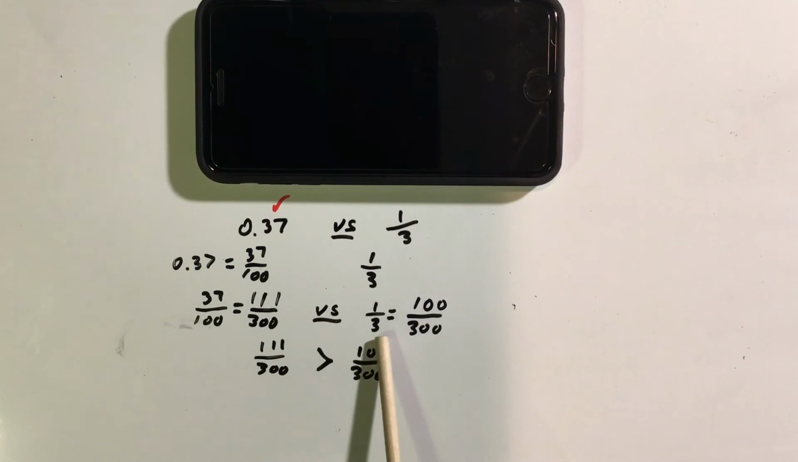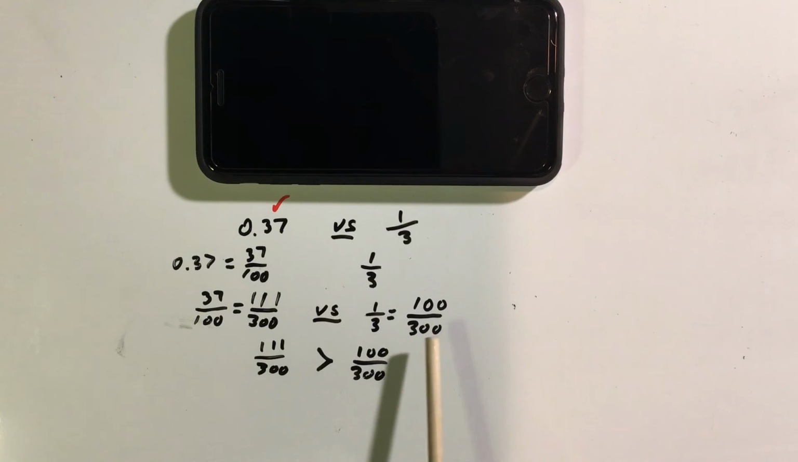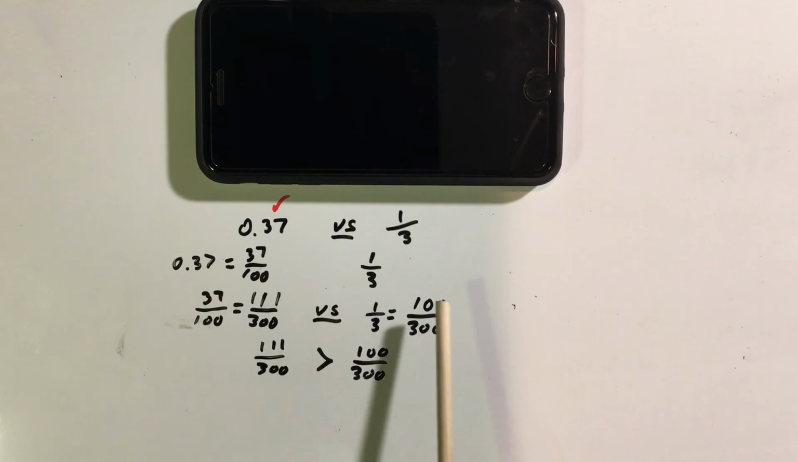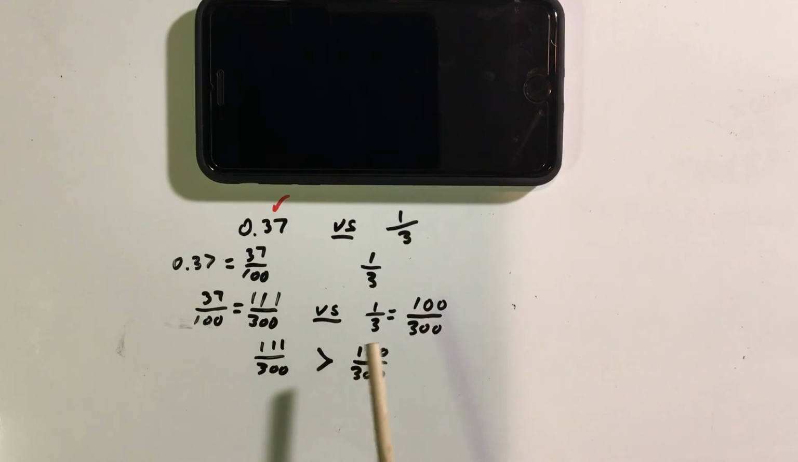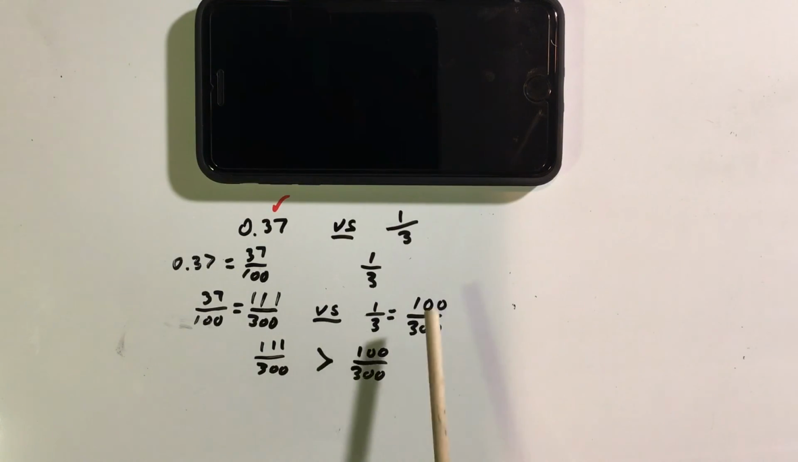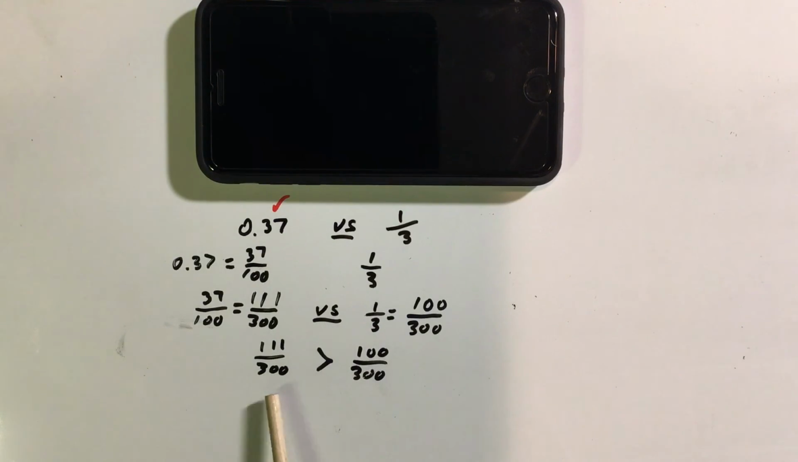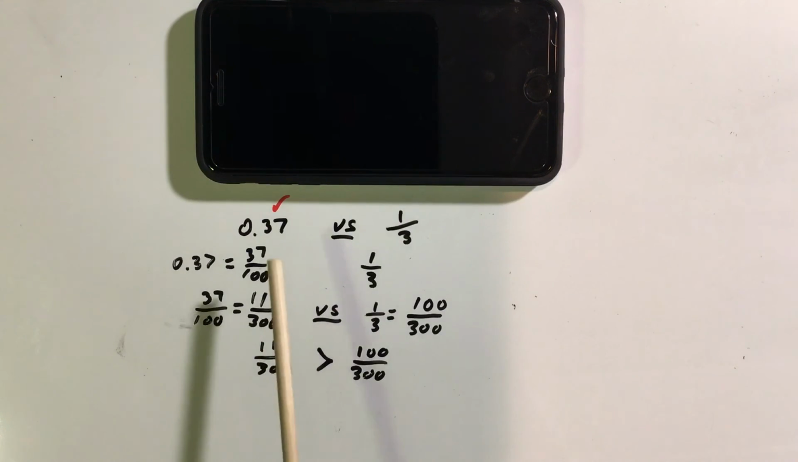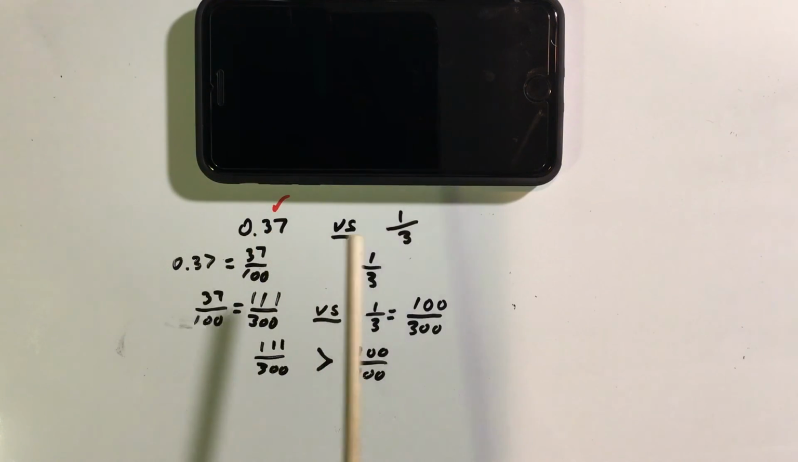On the other side, I turned 1/3 into its equivalent, which would be 300 as a denominator, and that would give me 100 as a numerator because I multiplied 3 times 100. Whatever I do to the bottom, I have to do to the top. 1 times 100 gives me 100. So now I can compare the two fractions, and as you can see, 111/300 is greater than 100/300. So therefore we follow the line, and here we are. The biggest one between the two of them is still 37/100.